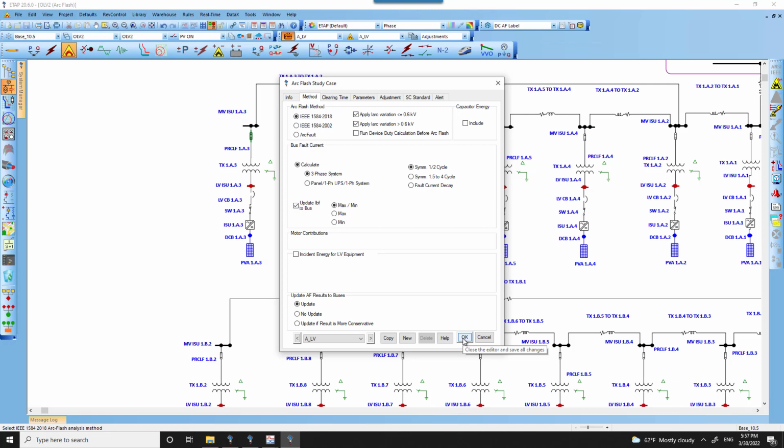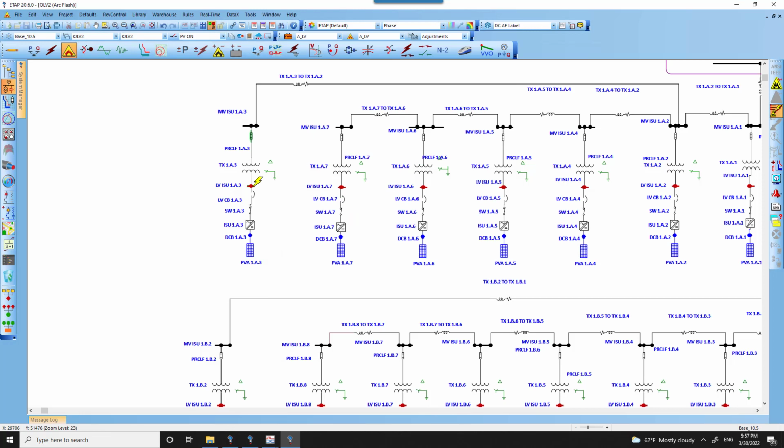current caused a reduction in the arc current that changed the entire trip time of that particular fuse, which resulted in a very high incident energy. So the original setting that was given to us, based on the calculation that was performed, started with a higher clearing time on the low voltage circuit breaker that is fed from the inverter.